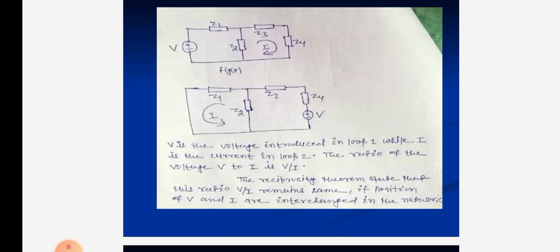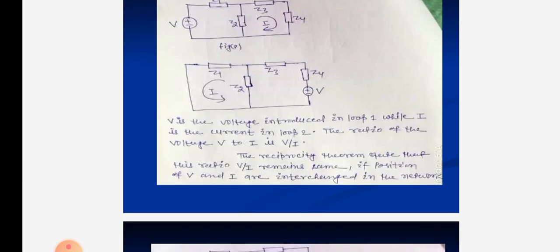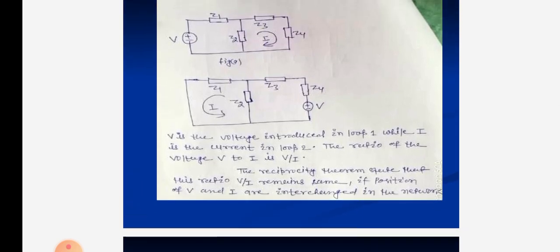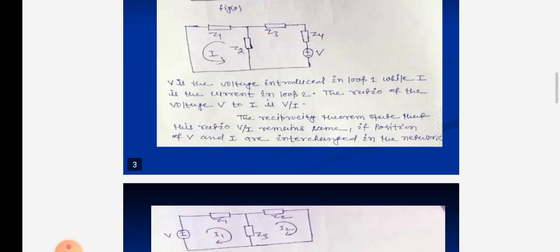From this circuit, the sources are converted: V is replaced by I, and I is replaced by V. In both cases the voltage to current ratio is the same. V is the voltage introduced in loop 1, while I is the current in loop 2. The ratio of voltage V to I is V upon I. The reciprocity theorem states that this ratio V upon I remains the same if the positions of V and I are interchanged in the network.